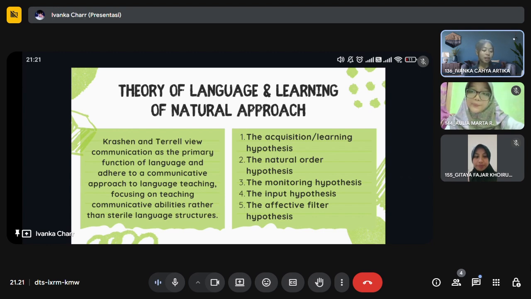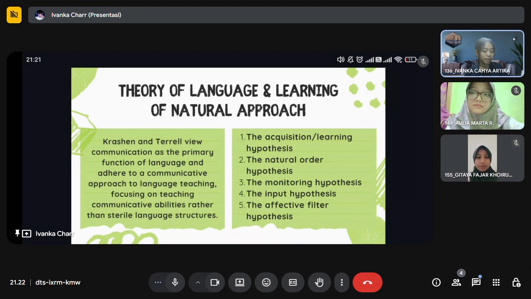And the second one is the natural order hypothesis. Here, it tells that even though everyone studies differently, the way they acquire language constructs is roughly the same. And then the third one is the monitor hypothesis. Here, the monitoring role of explicit knowledge is difficult to apply in the natural language communication environment.